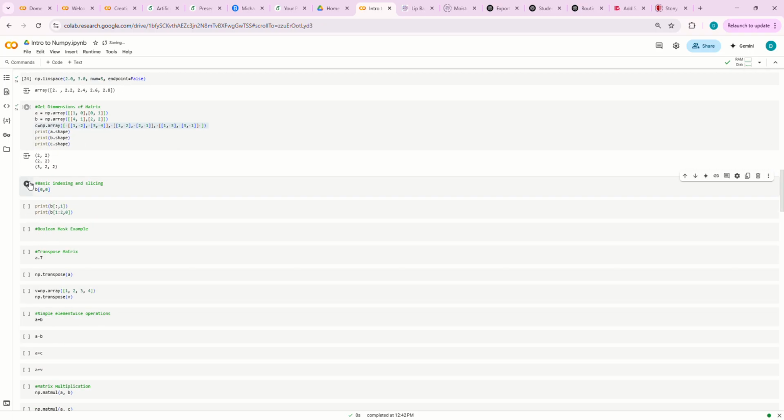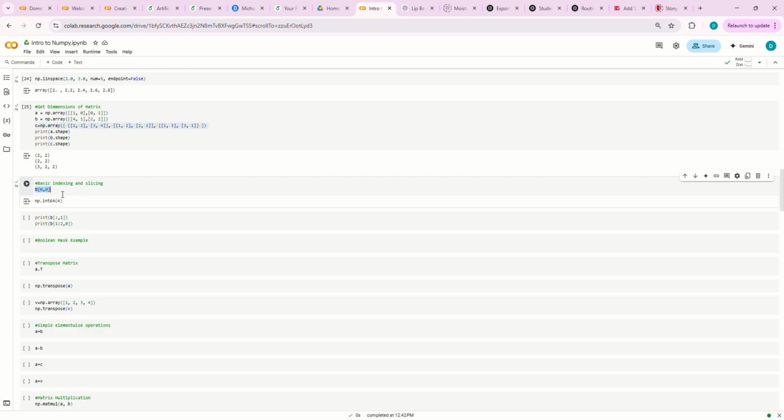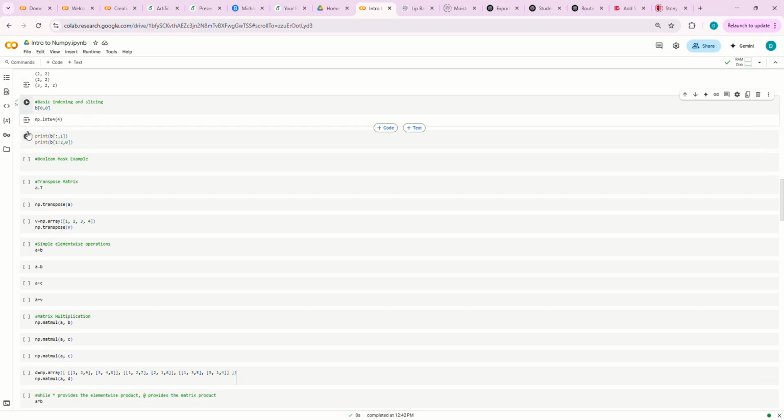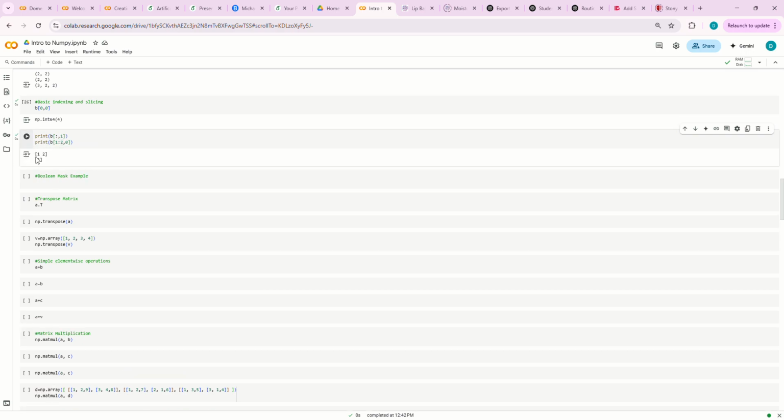Basic indexing and slicing. Get the 0th element of B. First element in the row, first element in the column. And then here we get the first column. Here we get the first to second column. Remember, it ends here, so it just includes the first column and then the 0th row. So here, 1 and 2, so it's the first column, and then here is the first row, second column.